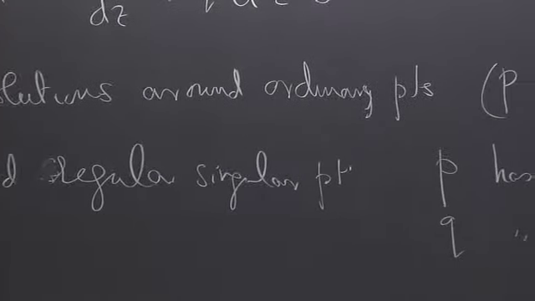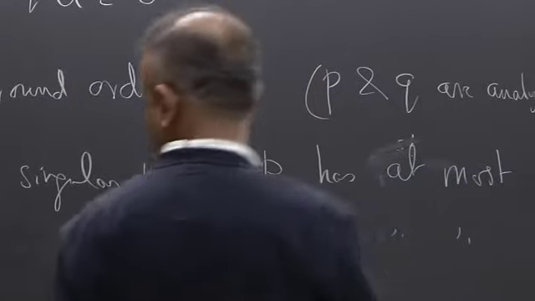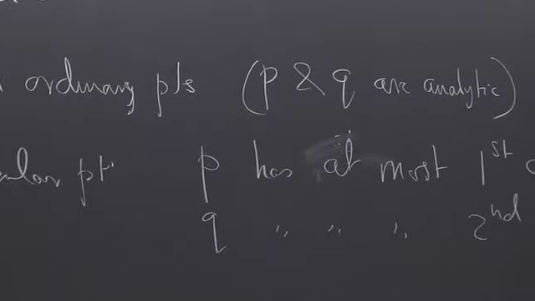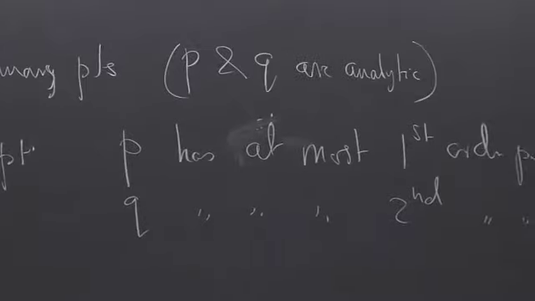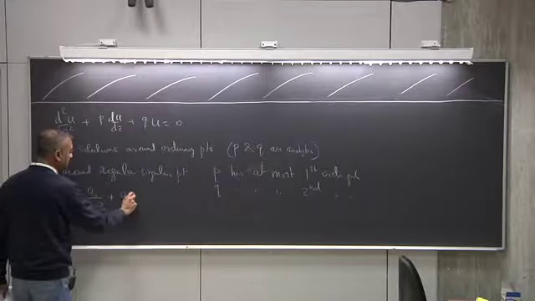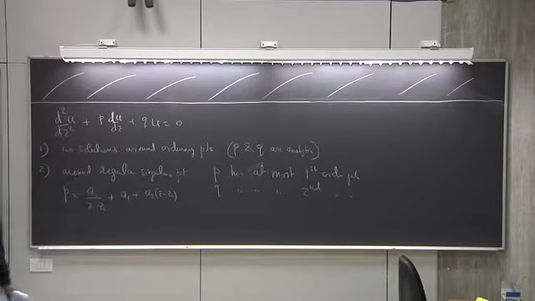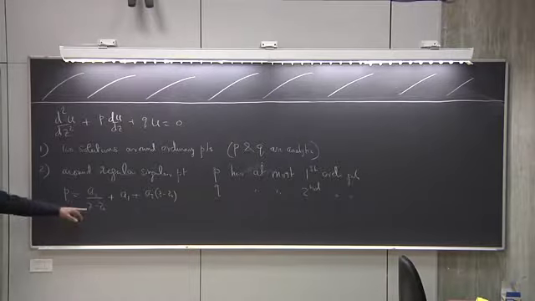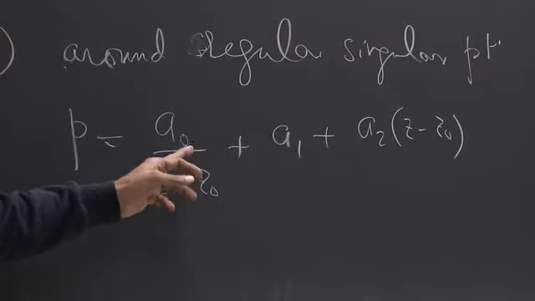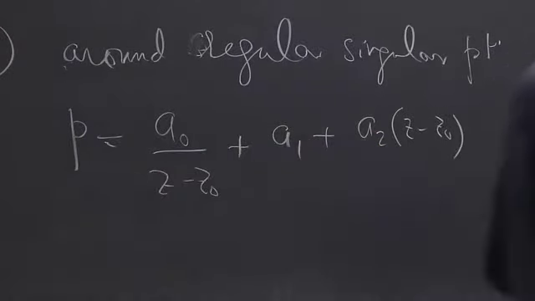So what this means is that I can write P is equal to A0 over (z minus z0) plus A1 plus A2 (z minus z0), etc. Because of the first order pole, this is just a definition of these constants. I just defined them as A0, A1, A2. Let me just write it down. I think that was crucial.